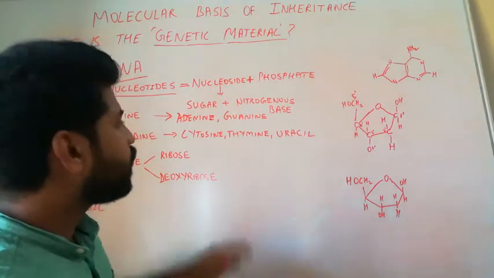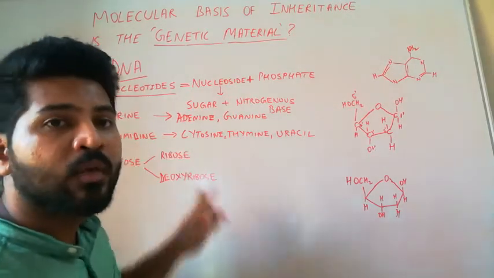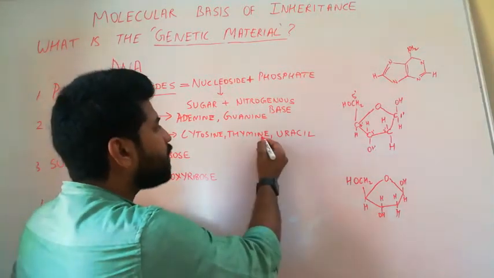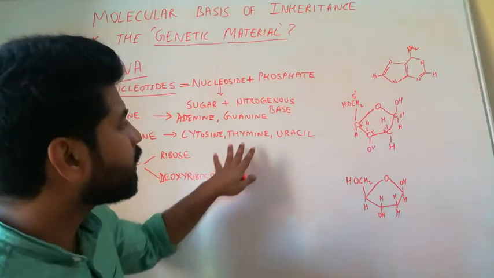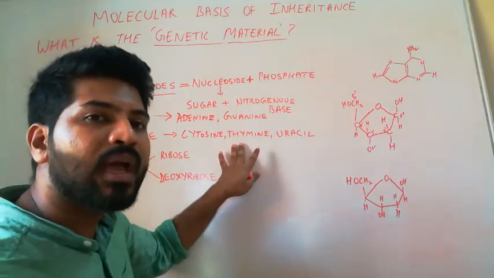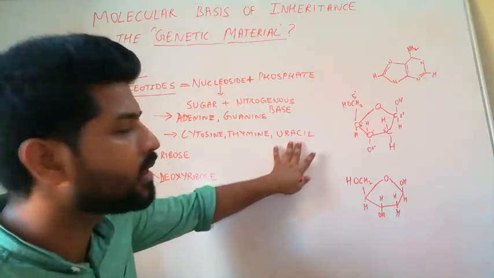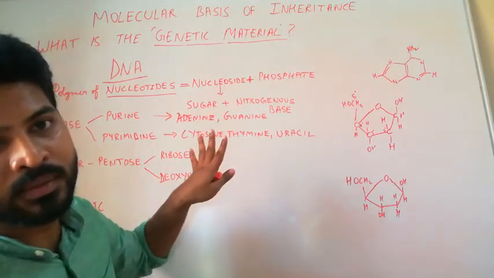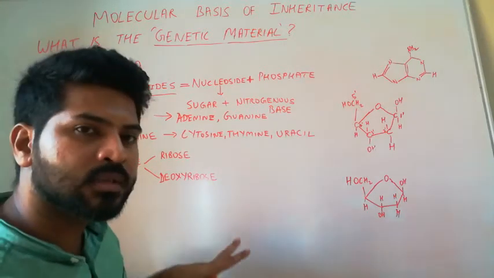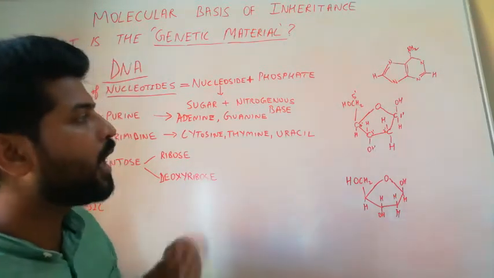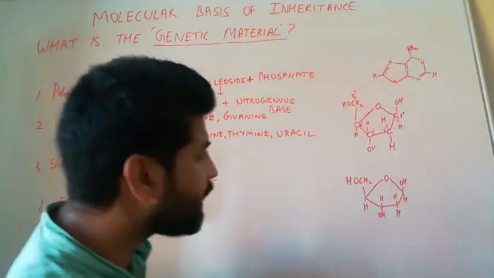In DNA, we find only cytosine and thymine as pyrimidines, whereas in RNA, instead of thymine, we have uracil in its place. Chemically speaking, thymine is nothing but 5-methyl uracil. So RNA contains uracil instead of thymine. So these are the nitrogenous bases. The nitrogenous bases are attached to the ribose sugar or deoxyribose sugar using a glycosidic linkage.